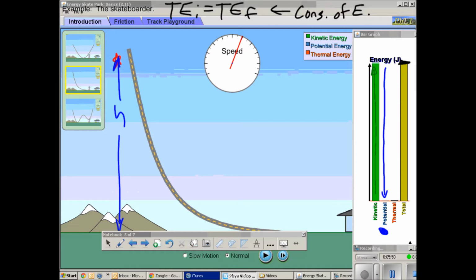So let's talk about the forces on the object. There used to be a way to bring the skater back.